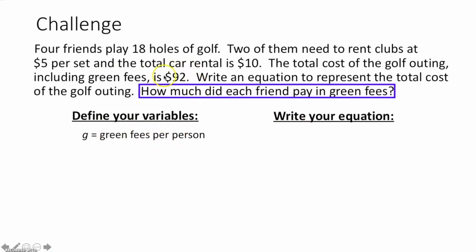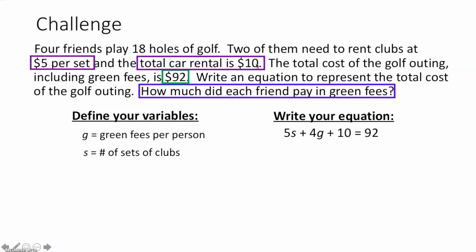Is there a total? Yes, the total cost is $92. So I'm going to write my equation equal to $92. What goes on the other side? Well, I have 4 friends playing golf, so 4 of them have to pay a greens fee. So it's going to be 4 times G. Plus, what else? It's $5 per set of clubs. Well, I don't have anything to represent the set of clubs, so I'm going to say S is going to equal the number of sets of clubs for right now. So it's going to be 4 times G plus 5 times S, the number of sets of clubs we need, plus $10 to rent the car.